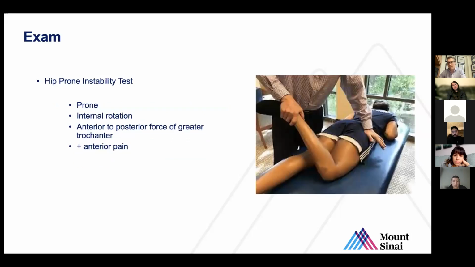Hip prone instability testing. So you put them prone, and prone is the best way to assess the internal and external rotation, whether you have version concerns. And then this has also been described where you're going to externally rotate them, and then you're going to push down on the greater trochanter. This has been described by Ben Domb as a good test. Not everybody uses this test, but this is another instability examination maneuver.